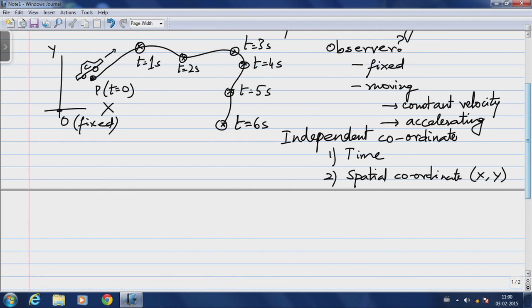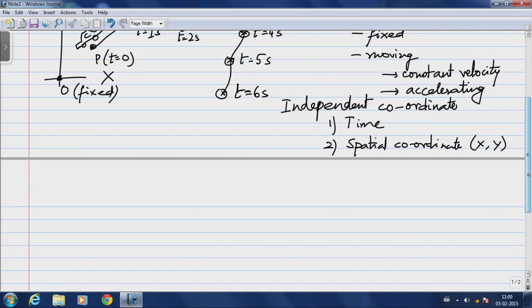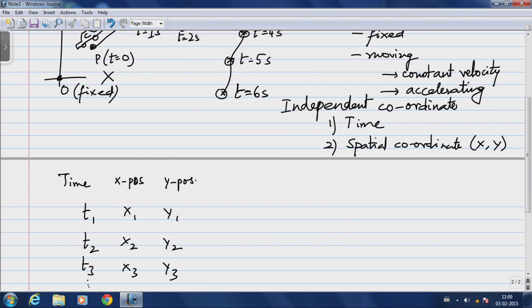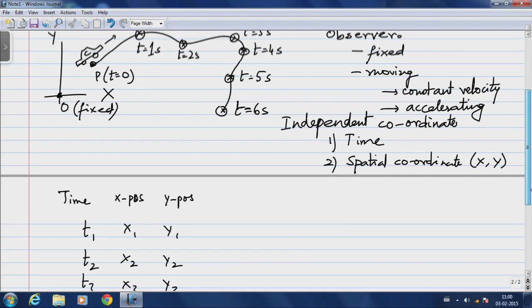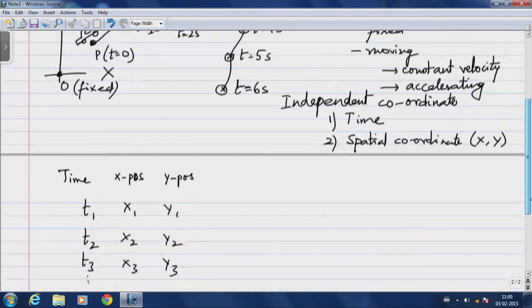So, when I begin to make observations being at the fixed frame of reference O and using time as my independent coordinates, what I end up recording is at various instants of time t1, t2, t3 dot dot dot. I know the position x1, x2, x3 and the y position y1, y2, y3. So, I know that at various instants of time I know the x position, I know the y position. In addition, so this is the first level of observations.